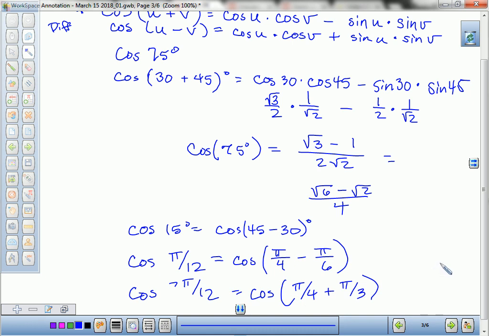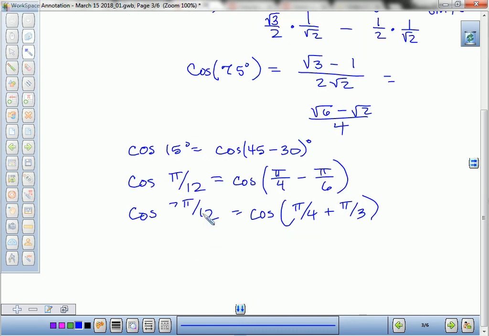I'm just confused on where you got 15 degrees from pi over 4. Because they need to make the pi over 12. That's it. Okay, so to convert radians to degrees, okay?